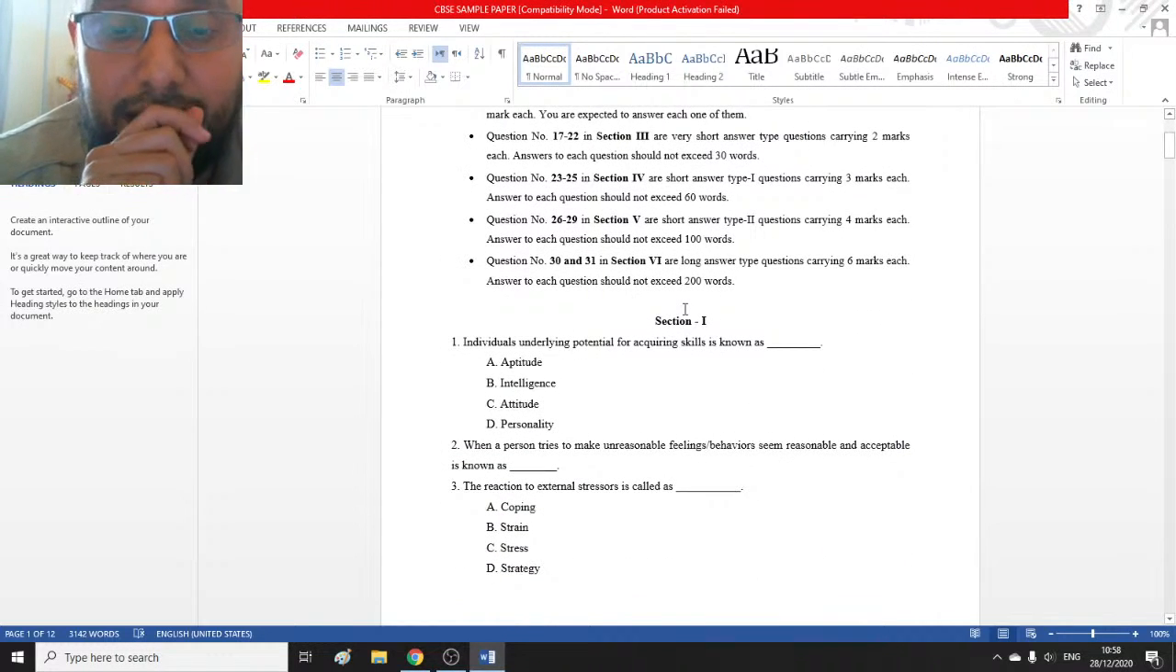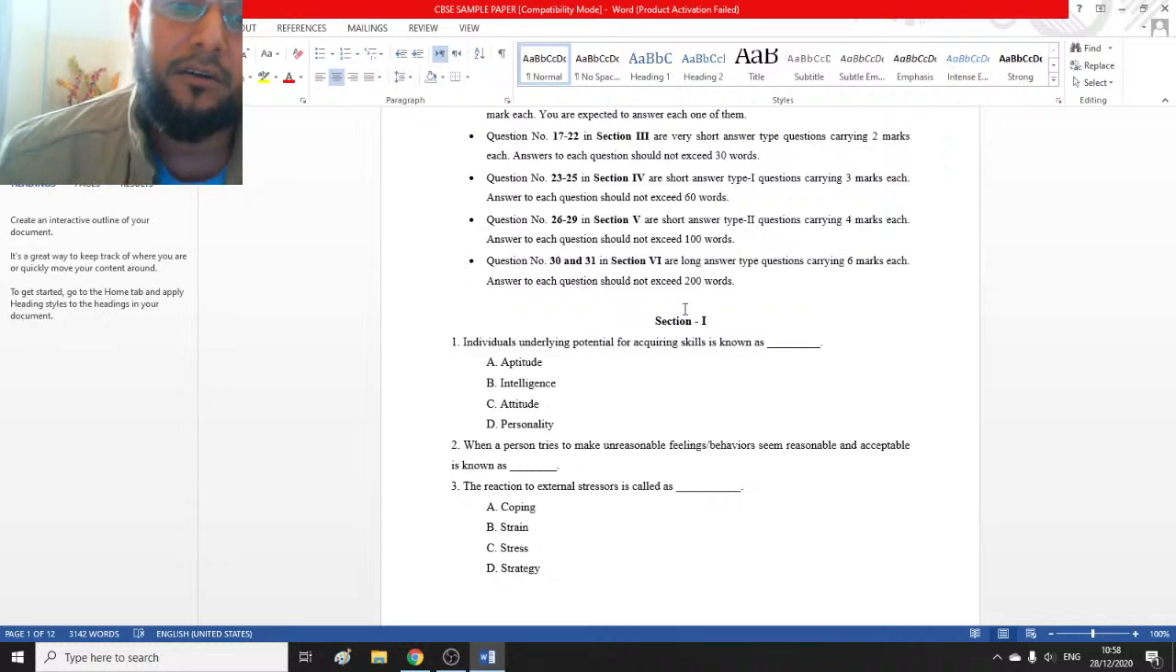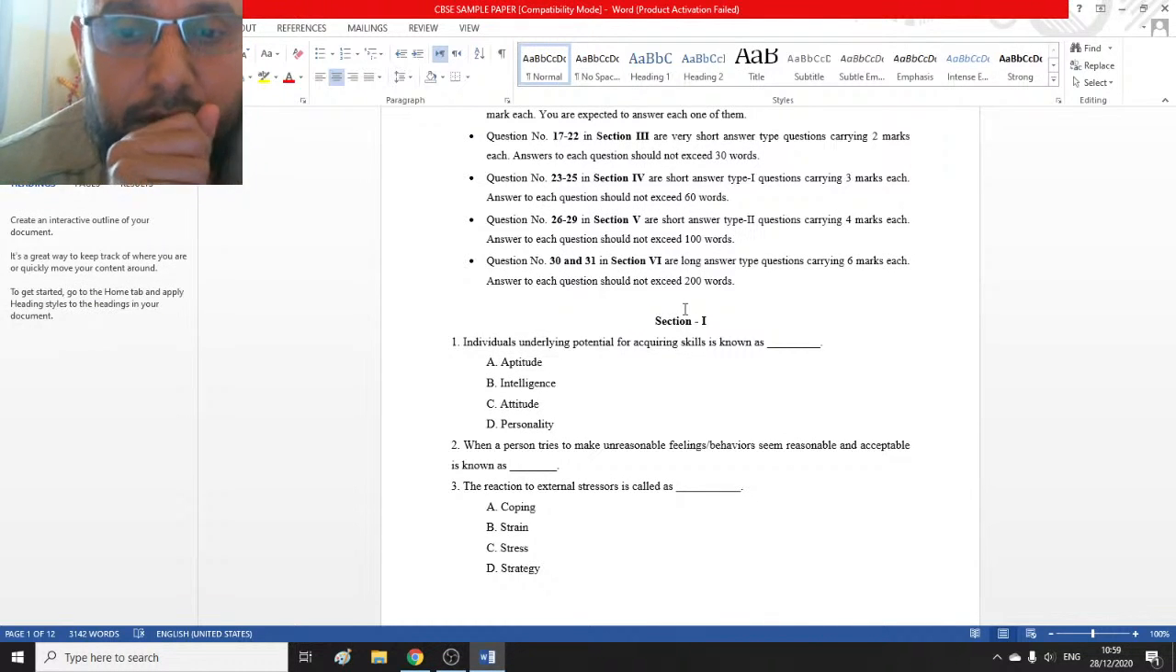The first question is, an individual's underlying potential for acquiring the skill is known as, you see here the concept. The underlying potential for acquiring the skill is the aptitude. These are the 4 options provided to you: intelligence, aptitude, attitude, personality. And the right answer is aptitude. Aptitude is the by-birth potential. It is an underlying potential for acquiring skills in our day-to-day life.